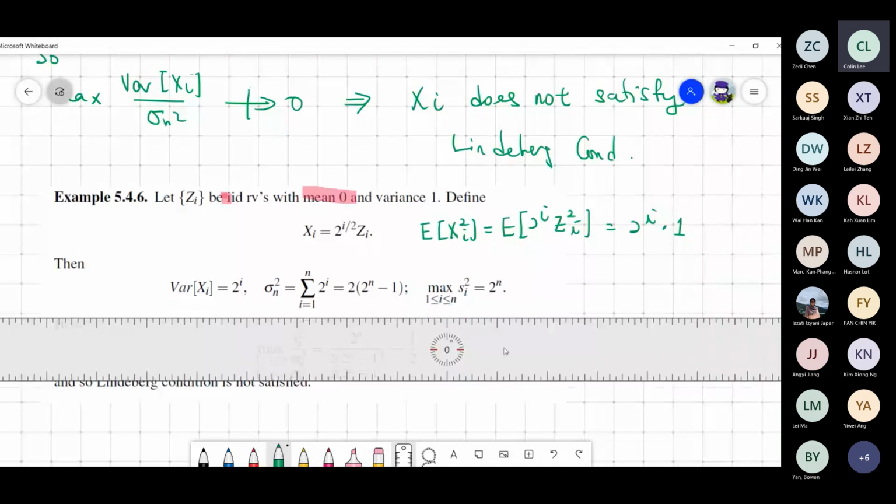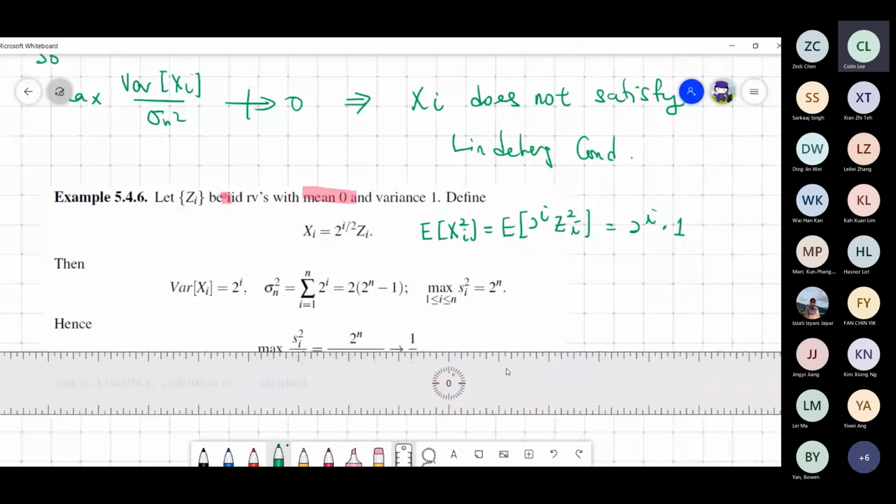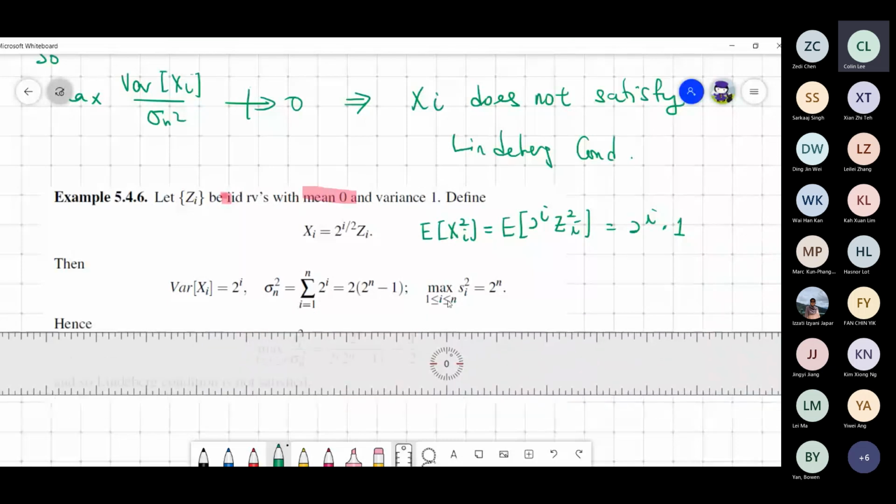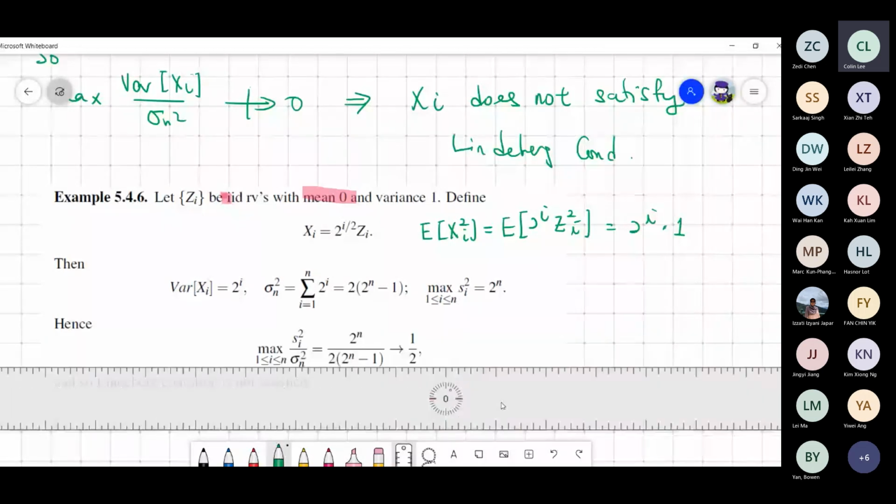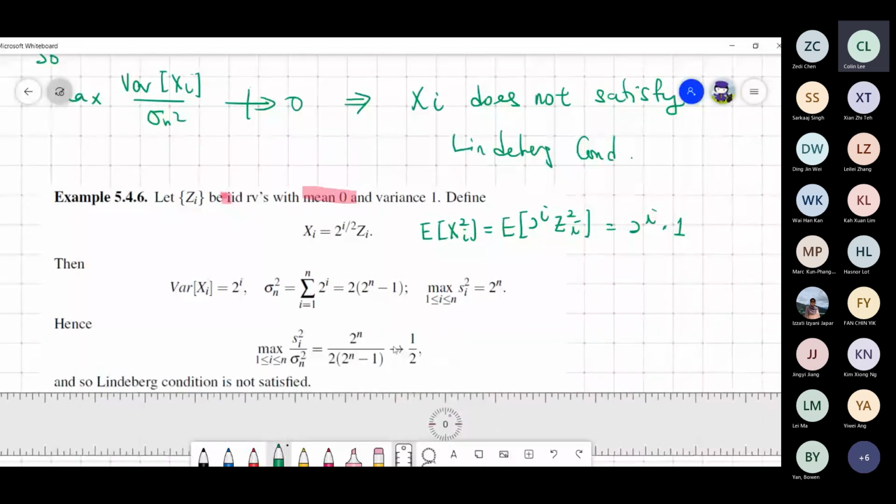Okay, so I think maximum of them must be 2 power of n, right? Yeah, this is easy. So then this is 2 power of n. Then you can see this one, the limit for this will be 1/2. So which is not 0. Okay. So when the limit is not 0, the Lindeberg conditions is not satisfied.